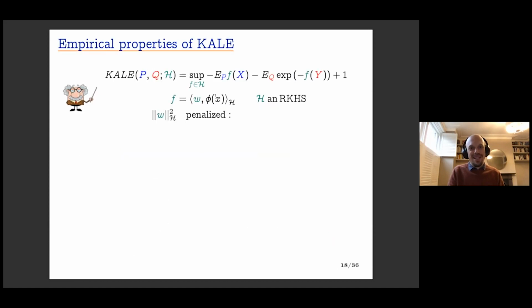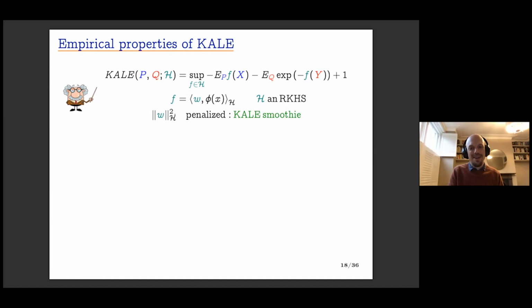All right. So now let's go back to the toy illustration that I had earlier and look at the empirical properties of KALE. So here's my KALE, E_P of f minus E_Q e to the minus f plus 1. I'm going to use here a kernel class for my witnesses. So the H is going to be an RKHS class. And I'm going to penalize the norm of my function, which is going to ensure that I get a smooth function out. Okay. So we're going to call this the KALE smoothie.